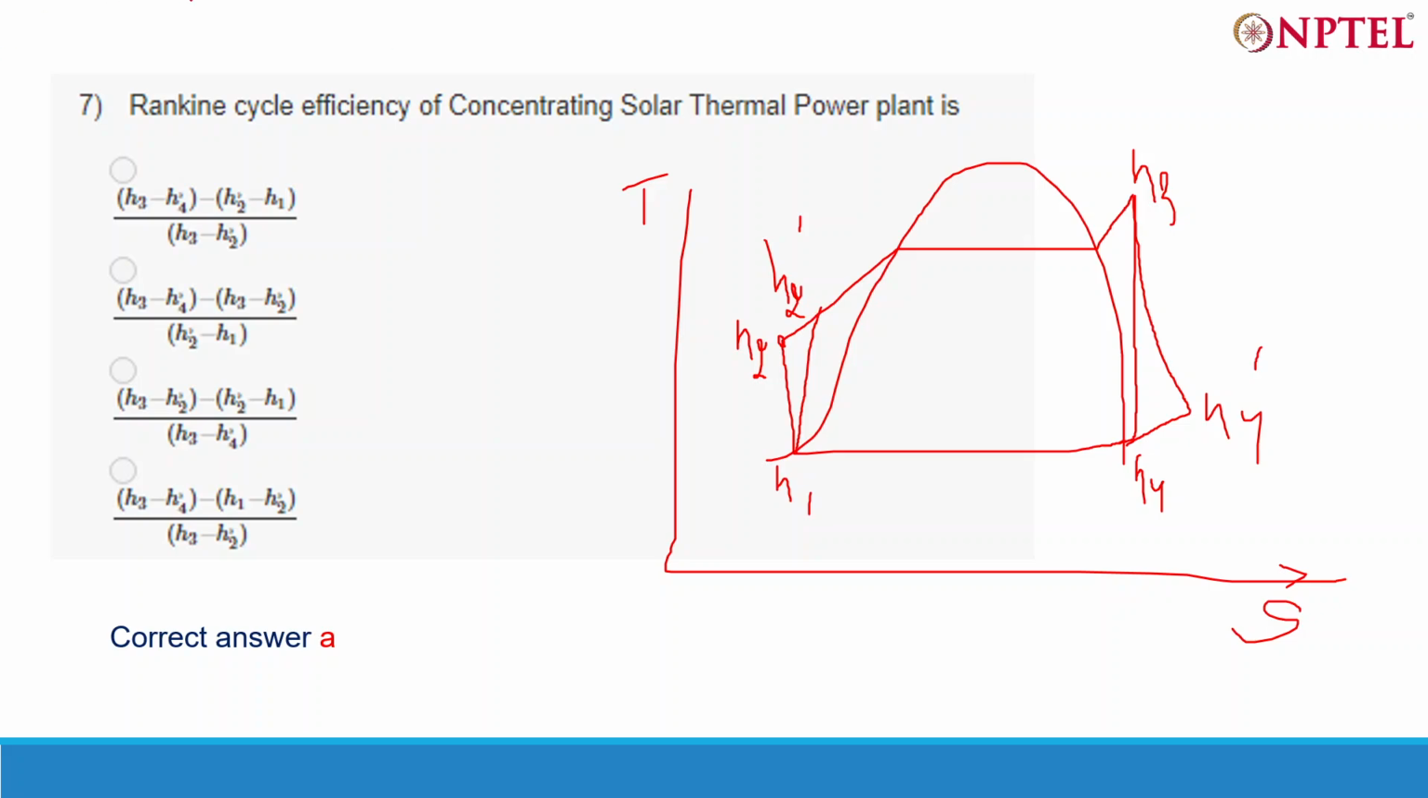So for Rankine cycle efficiency, it's very simple. You just have to take the net work done upon heat supplied. So net work done is H3 minus H4, and then you have to subtract the pump work from here. Pump work is H2 dash minus H1. And then whatever is the heat supplied, H3 minus H2 is there. So the correct answer is answer A.